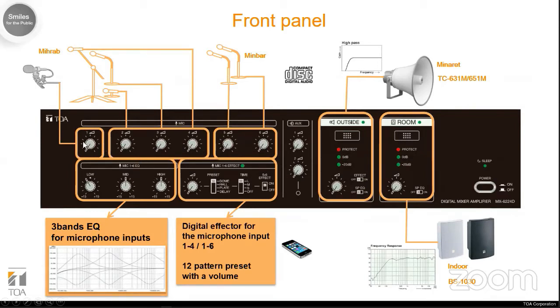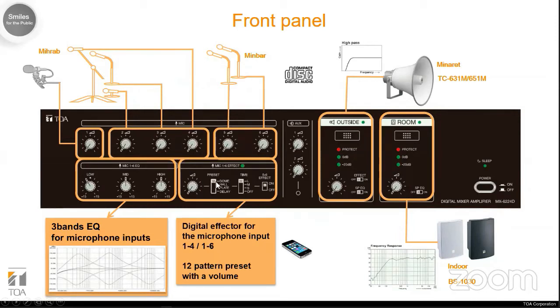You have on the front a volume control for input number one, a volume control for inputs 2, 3, 4, and a volume control for inputs 5 and 6. You do have a global mic 1 to 6 EQ setting where you set your low frequencies, mid frequencies, and high frequencies to counter the effect of feedback that might come into the system. You do have mic 1 to 6 effects volume. You can increase the effects volume that you have chosen.